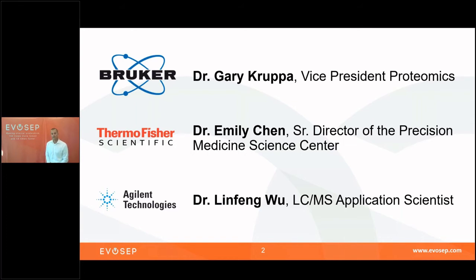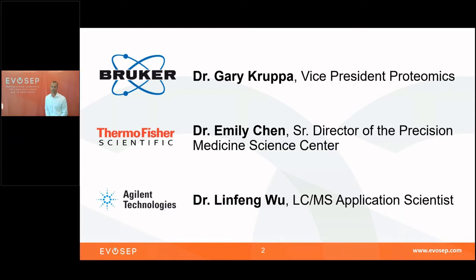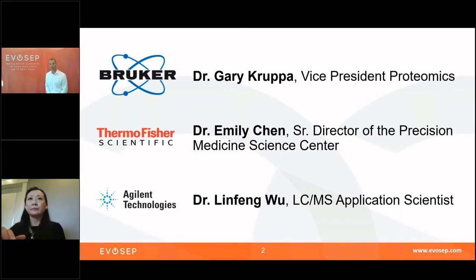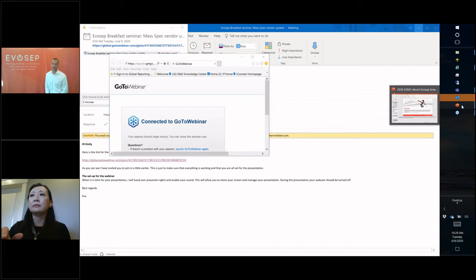So we also have a presentation from Emily Chen from the PMSC, Precision Medicine Center in Boston. And her talk is more about the plasma workflows. It's really about standardizing the workflow and making it more scalable. So we'll have her presentation in a second. And then at the end, we will have a very recent collaboration that we started with Agilent, where Dr. Linfeng Wu will give a presentation about targeted workflows using the Agilent triple quads.